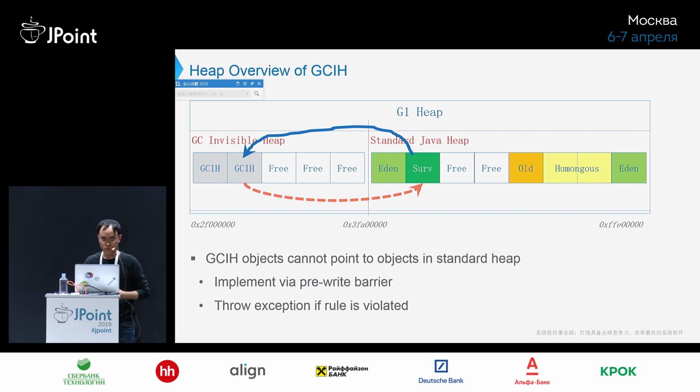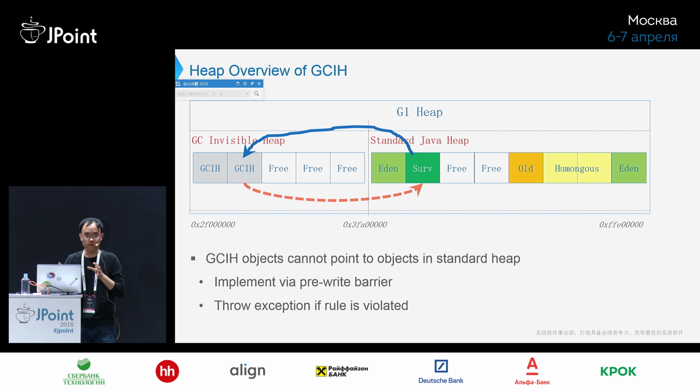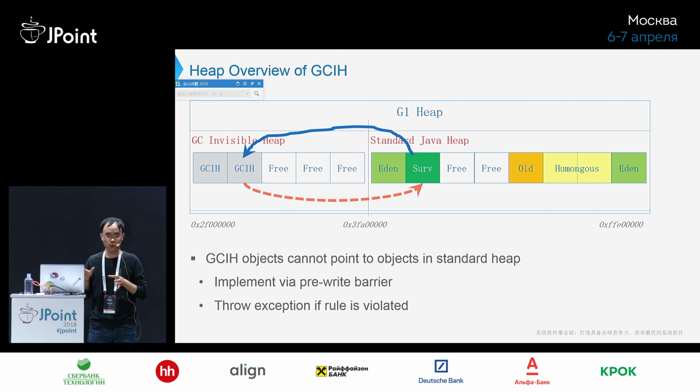We resolve this by using the pre-write barrier. The pre-write barrier has been explained in a previous talk. Actually, I'll just give an example. If somebody wants to store a reference from the standard Java heap to GCH, before storing, we check it, and the related exception will be thrown to indicate the rule has been violated.